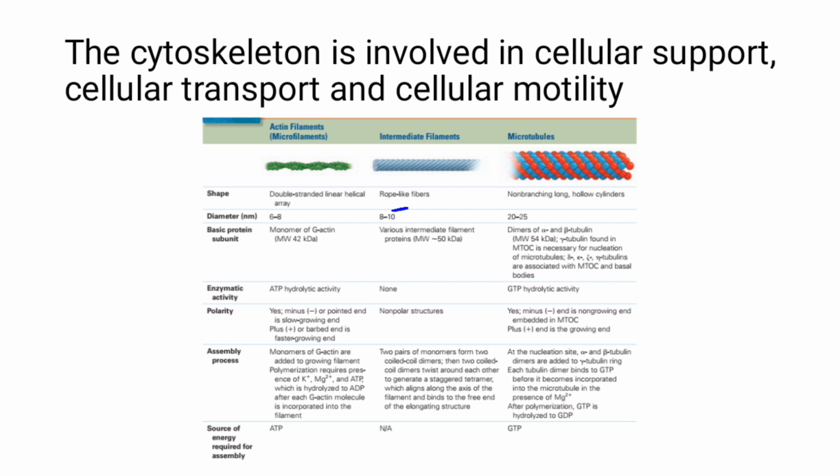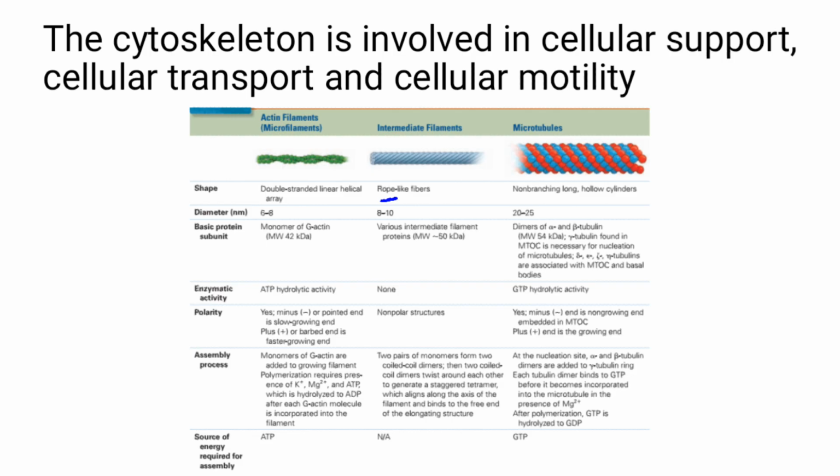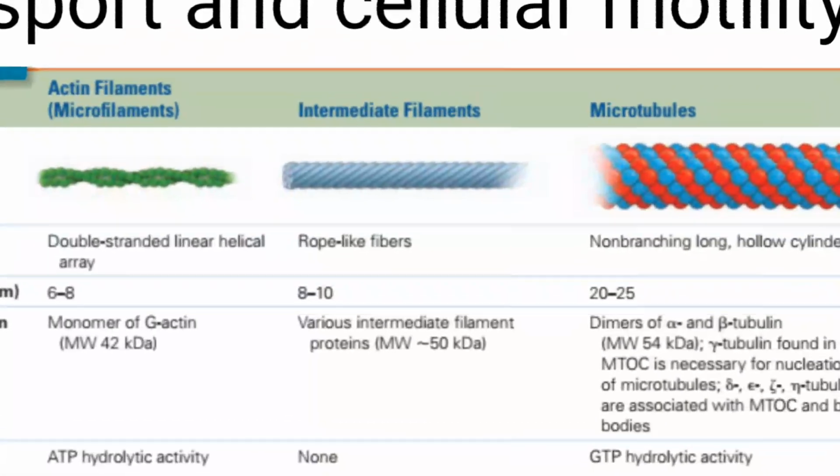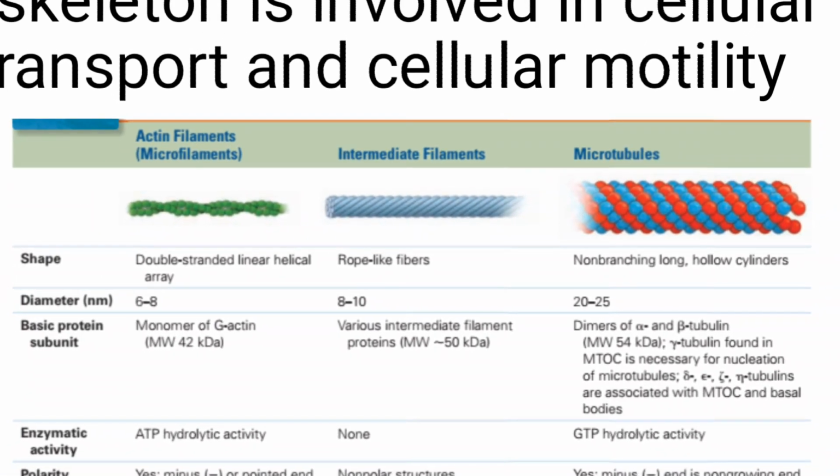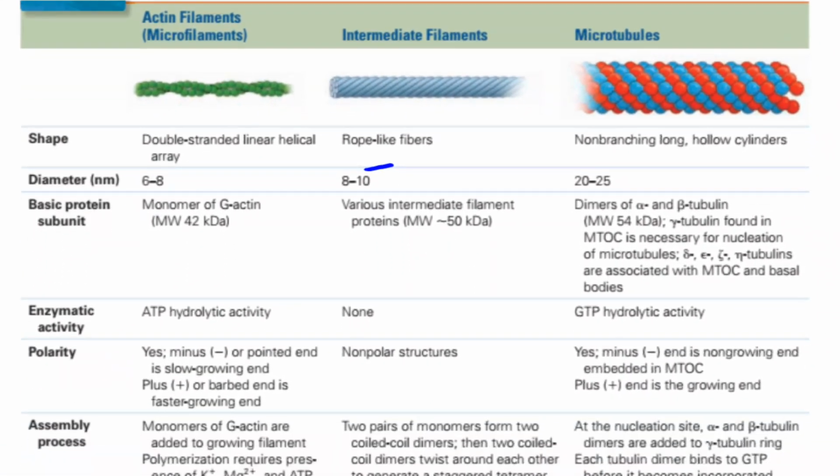The other filament type is intermediate filaments. Unlike actin filaments and microtubules, intermediate filaments do not exhibit dynamic instability. So once an intermediate filament network is created, that network tends to be stable.